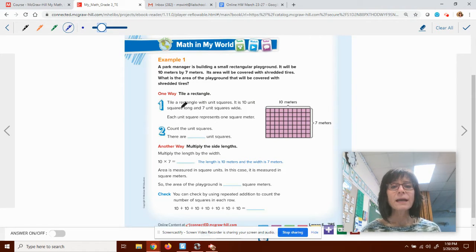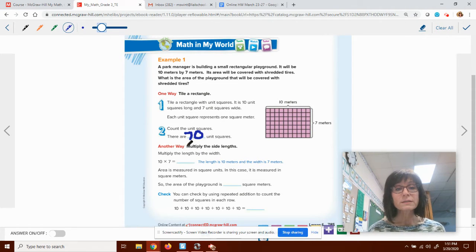It says tile a rectangle with units. Each unit square represents 1 square meter. So this is a square meter. This is a square meter. And then cover the unit squares. If I look at 10 times 7, or if I counted each and every square, I would have 70.